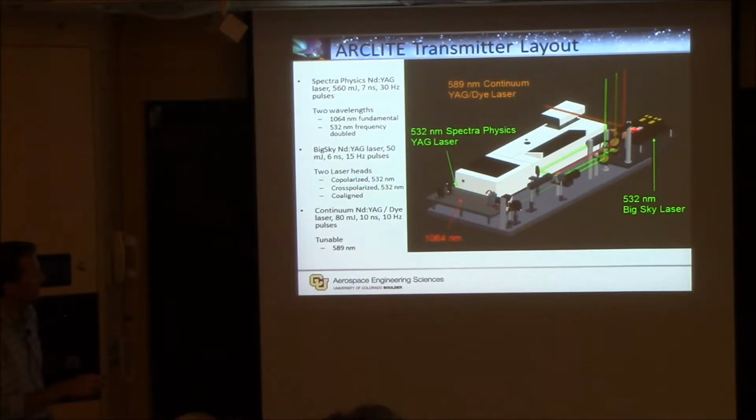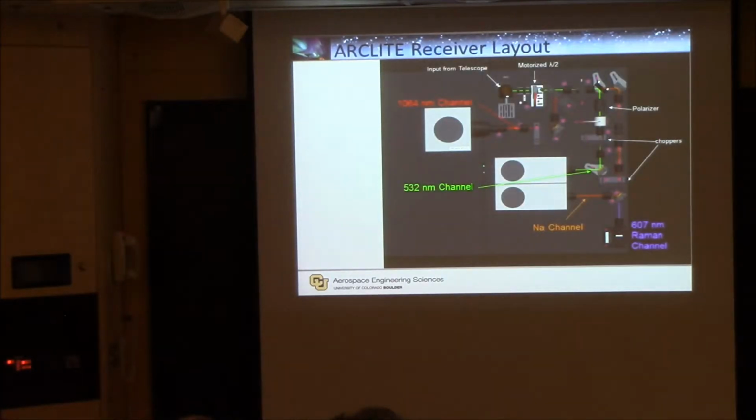We also have a dual head YAG from Big Sky Lasers, which is a cross-polarized co-aligned beam that goes out. And that comes along here, gets beam expanded, bangs along here, and goes out the system as well. And so there's some details that I have written up on here on each of those laser systems. So that's the makeup of ArcLight. And then with that, there's a receiver layout.